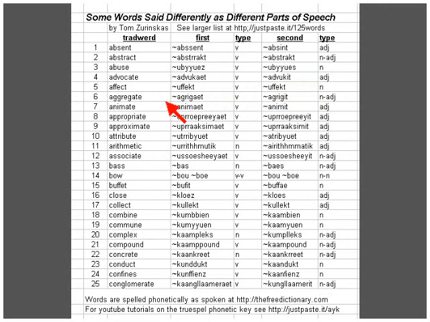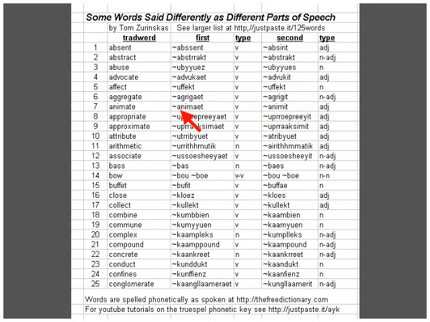Aggregate. As a verb, it's aggregate. Stress first syllable, aggregate. But as a noun or an adjective, aggregate. Notice sometimes an ending T can be glottalized: absent instead of absent, aggregate instead of aggregate. Often happens.